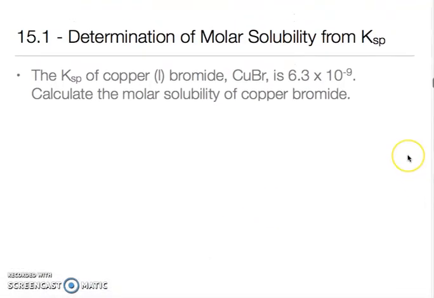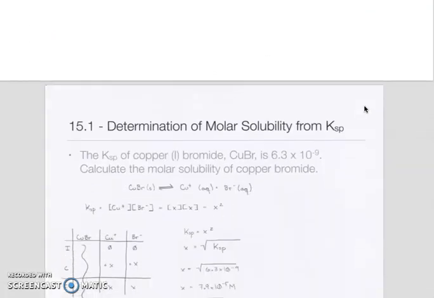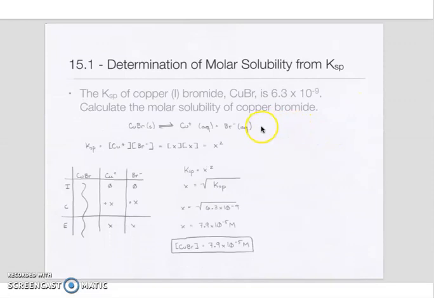So let's look at another one. Determination of molar solubility from KSP. So the KSP of copper 1 bromide is 6.3 times 10 to the negative 9. And I want to calculate the molar solubility of copper bromide. The molar solubility just basically tells me how many moles of copper bromide is going to dissolve in 1 liter of solution. Okay? So as we do in all problems, the very first thing I want to do is write the ionic equation, and then I want to write the equilibrium expression. So here we've solved it. So I wrote my ionic equation. My CuBr solid breaks down into its respective ions of copper plus and bromide minus in a 1-to-1 fashion.